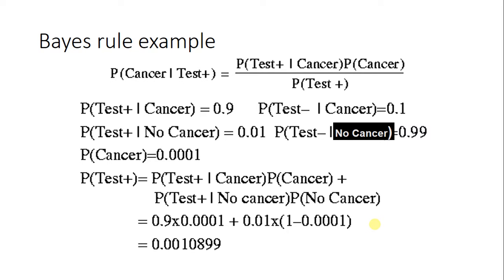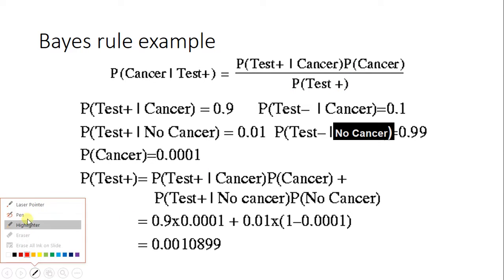Students, before moving forward, let's discuss another example to clarify the concept of Bayes' law even more. In this example, we have to compute the probability of cancer given the test is positive. Using Bayes' law, we will have this equation: probability of test positive given cancer times probability of cancer, divided by probability of test positive.